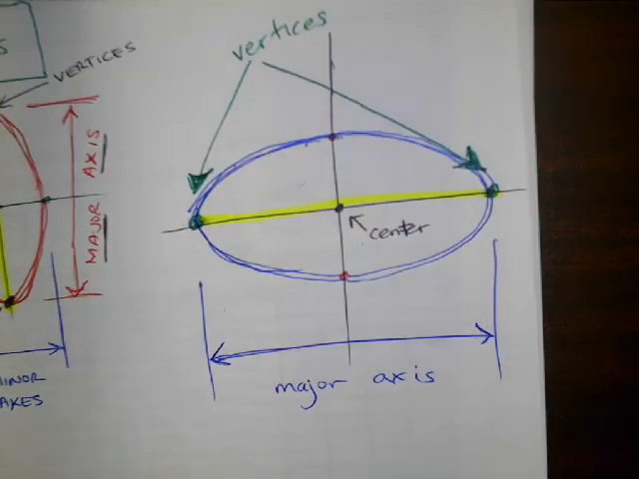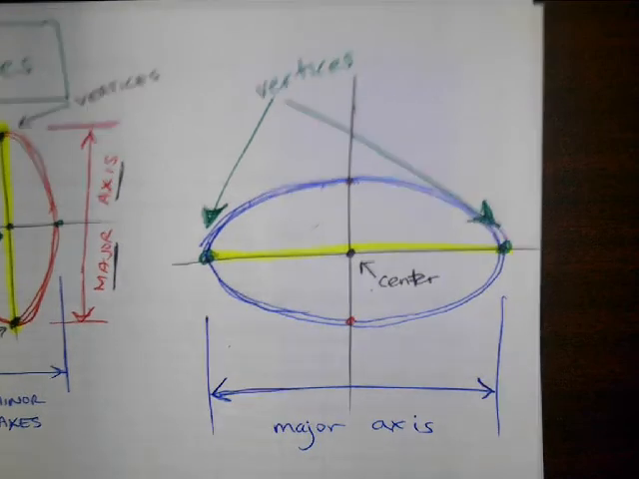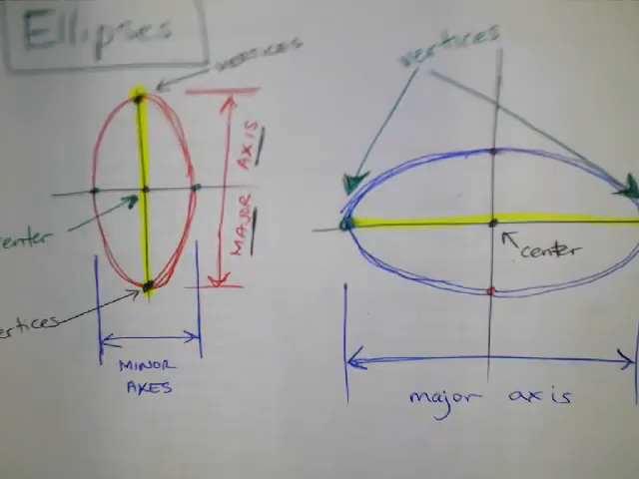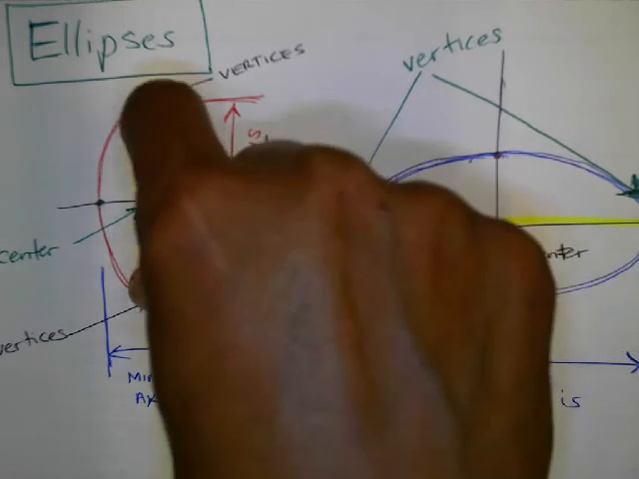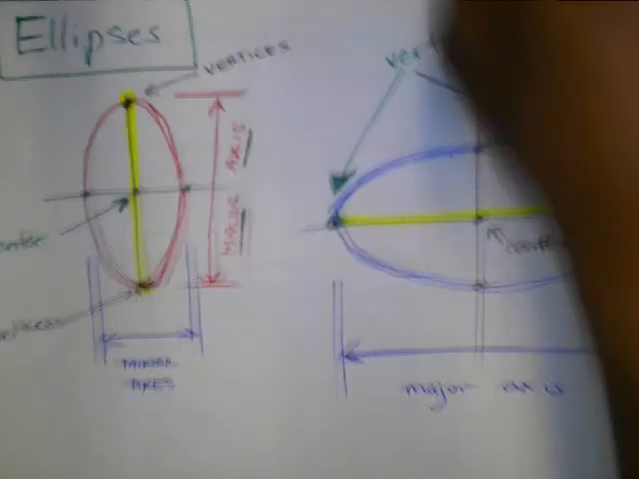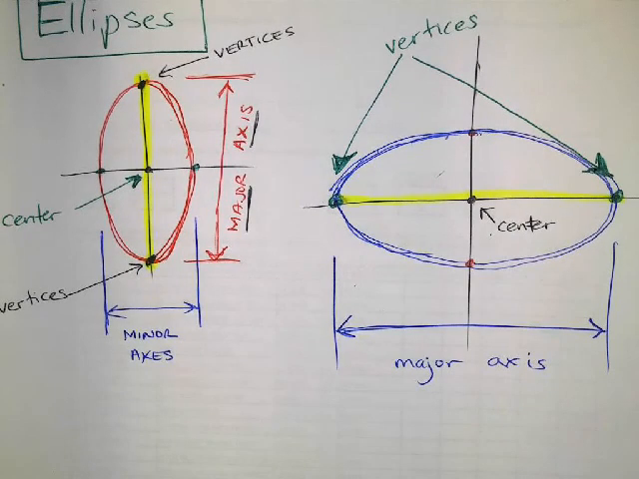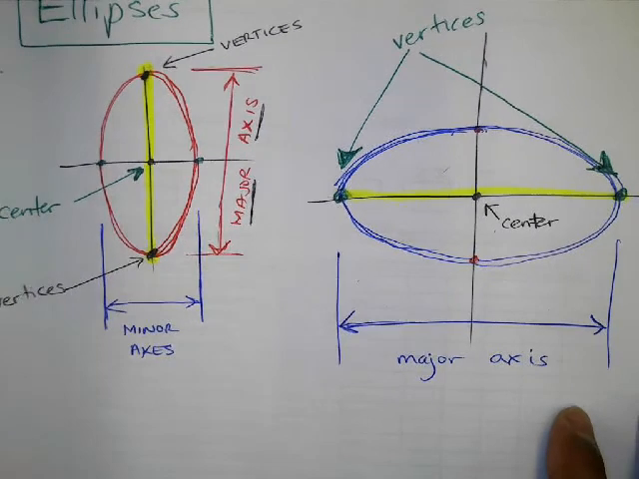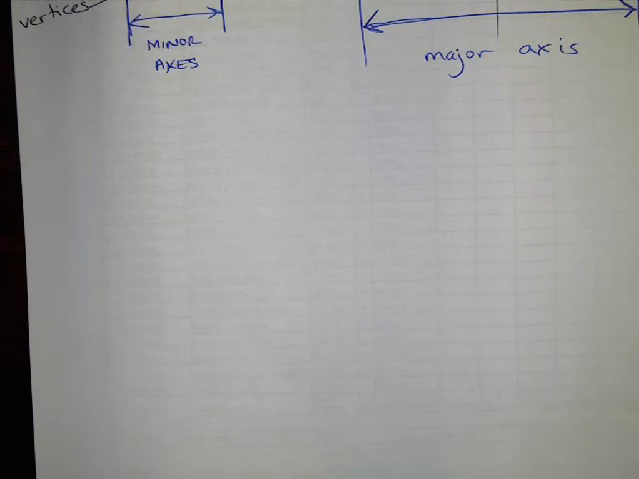The vertices are along the major axis, and then you'll just give the coordinates for that. Okay, so we got ellipses that'll be sketched and graphed this way. Now let's look at the way that we're going to graph this out and familiarize ourselves with the formula. Here's the formula for ellipses.